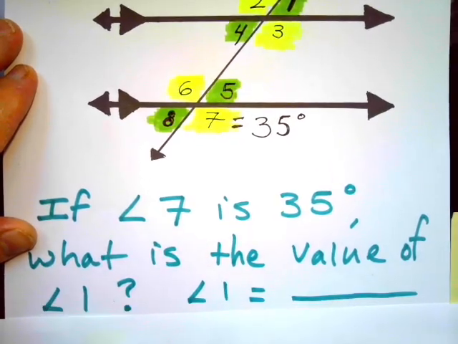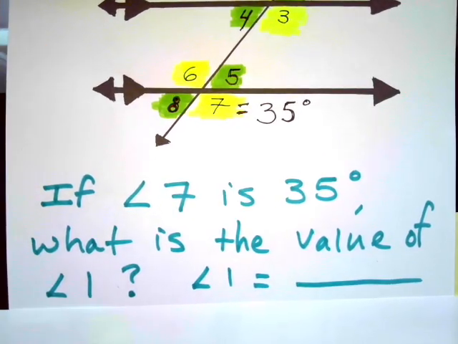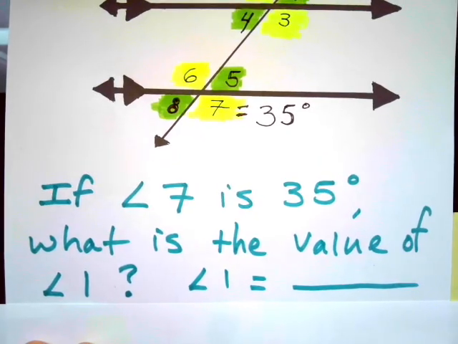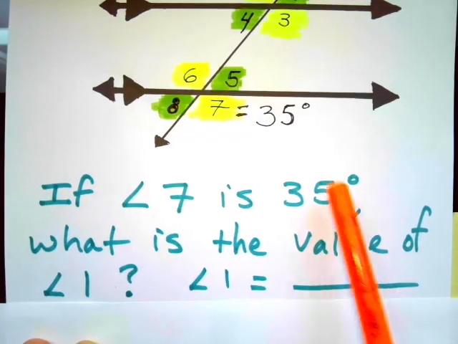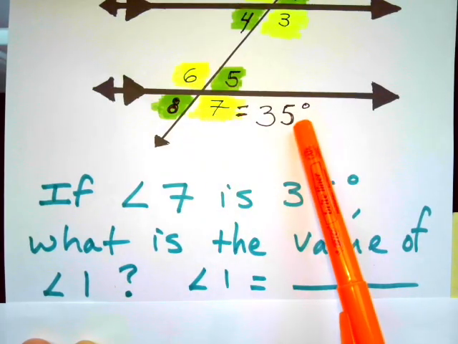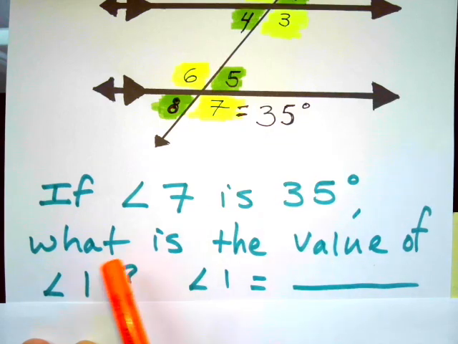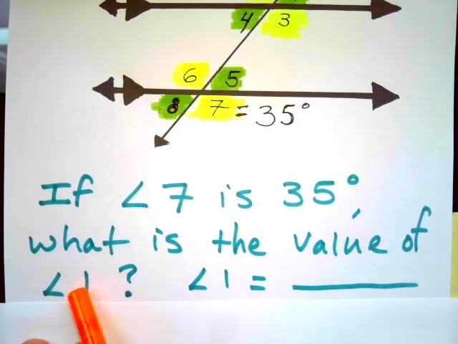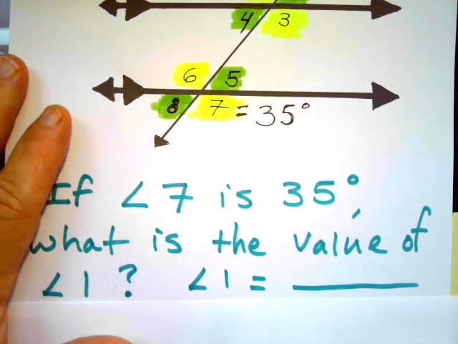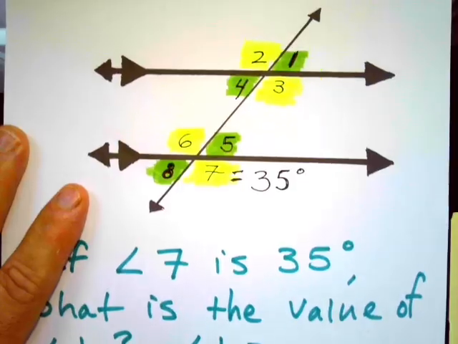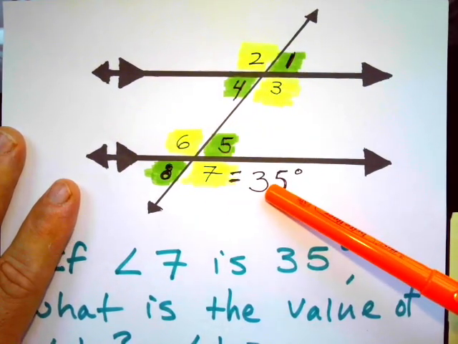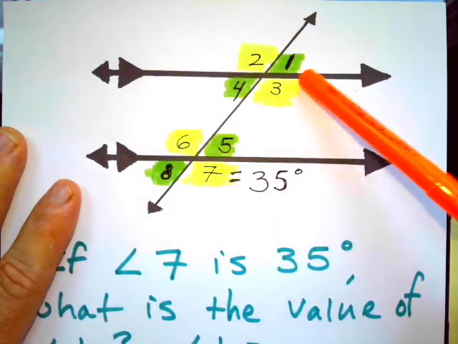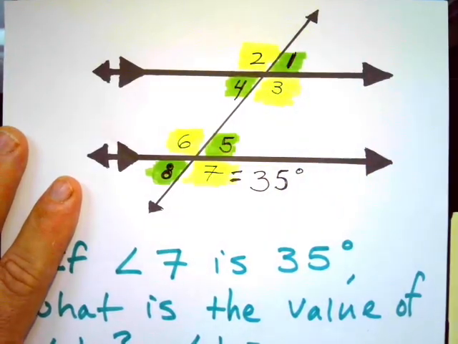Let's just get started, right? I'll introduce the question. It says, if angle 7, which you can see right here, is 35 degrees, so angle 7 is congruent to 35 degrees, what is the value of angle 1? Fill in the blank for the value of angle 1. Let me bring this back down here. If angle 7 is 35 degrees, what's the value of angle 1?